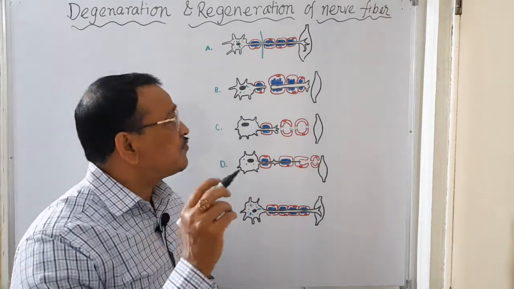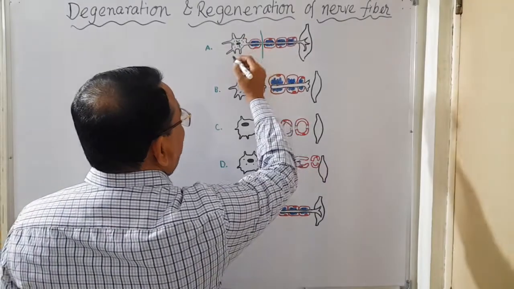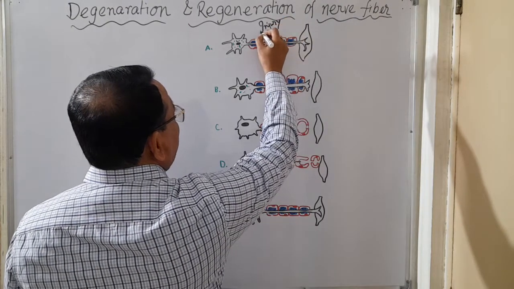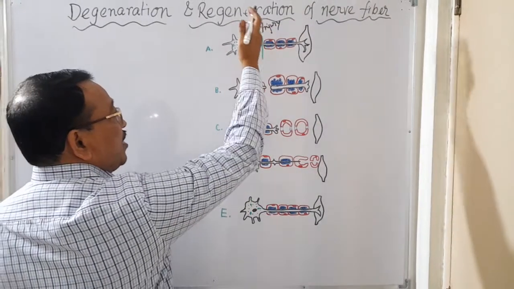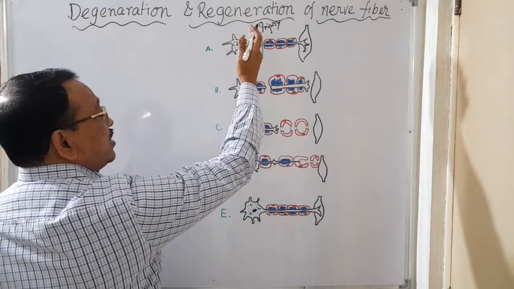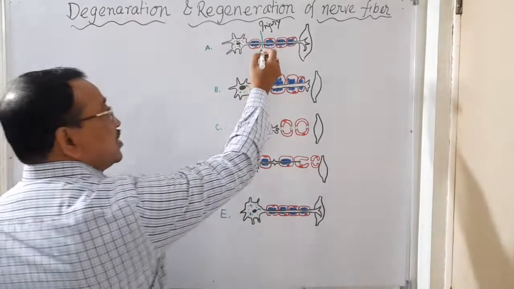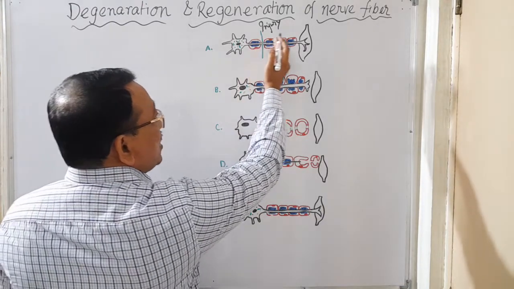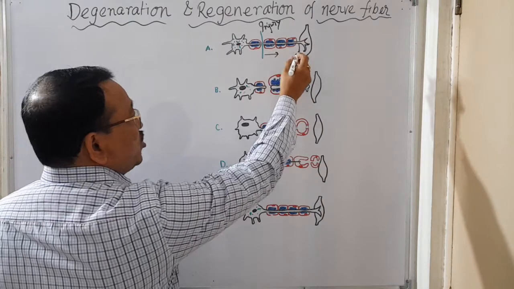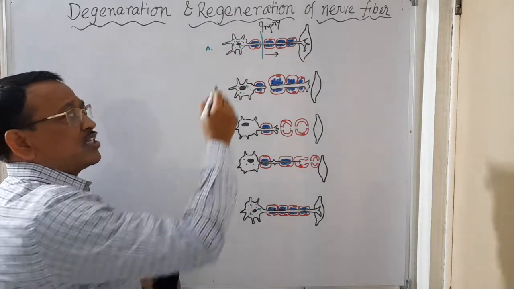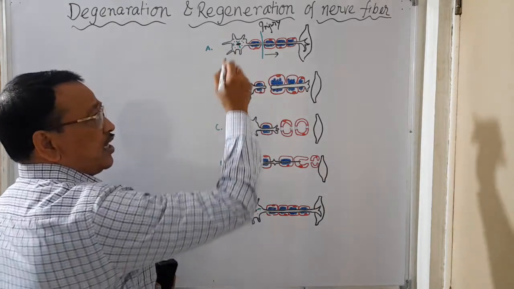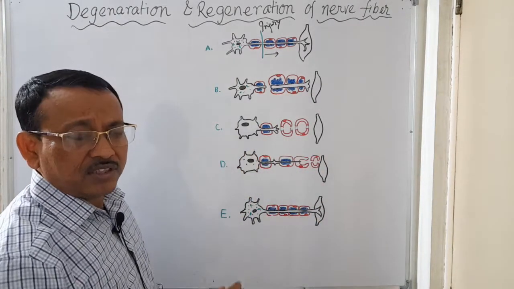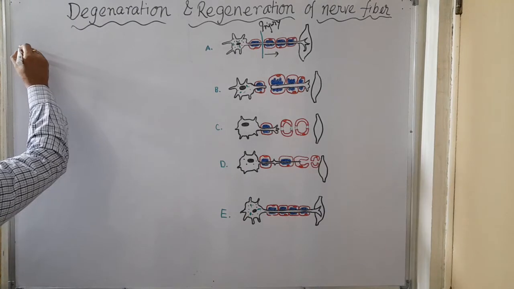Now, suppose there is an injury, if this is the nerve fiber, the injury has taken place at this particular position of the nerve fiber. Then what happens? Distal to the injury, this is the distal part, distal to the cut ends or damaged end of the nerve fiber, some degenerative changes take place, which are known as Wallerian degeneration.